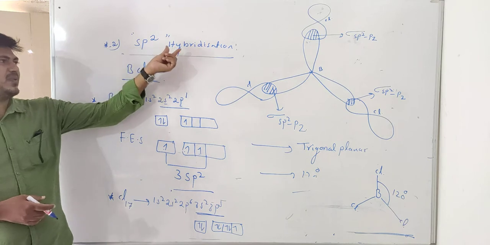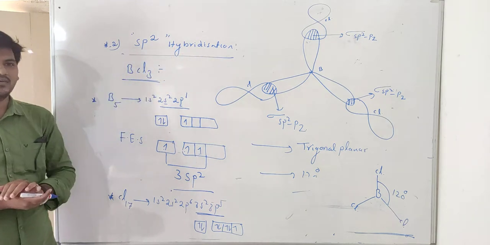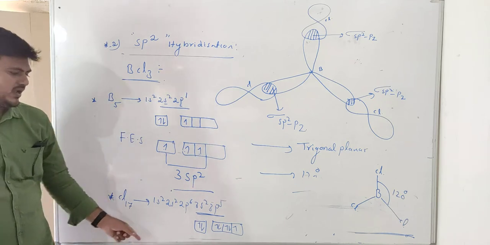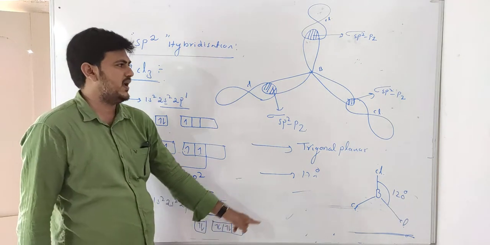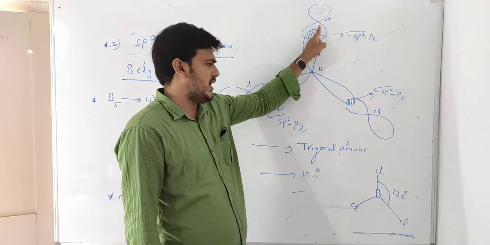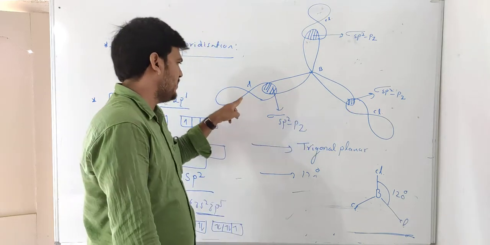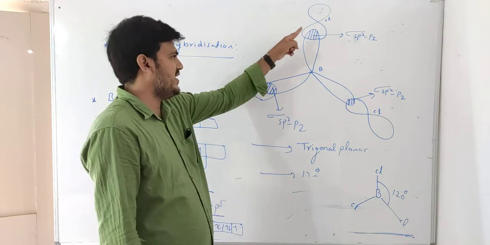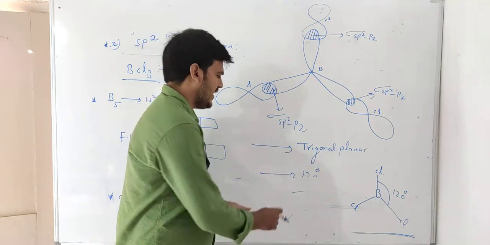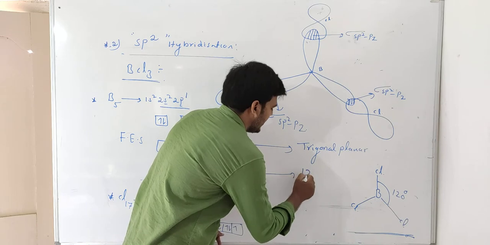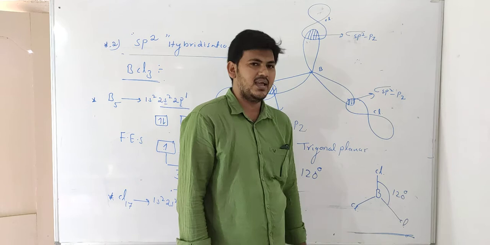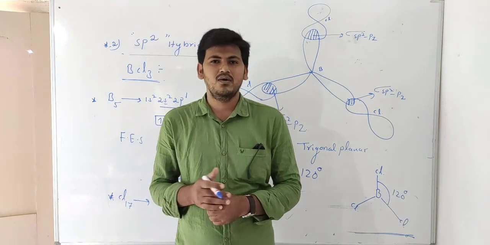The best example of sp2 hybridization is boron trichloride. Boron atom, next chlorine atom. Every chlorine has one unpaired electron. The boron atom has 3 sp2 hybrid orbitals, overlapping with the pz orbital of the first chlorine atom, the second chlorine atom, and the third chlorine atom. So BCl3: the shape of the molecule is trigonal planar, and the bond angle is 120 degrees. This is sp2 hybridization.